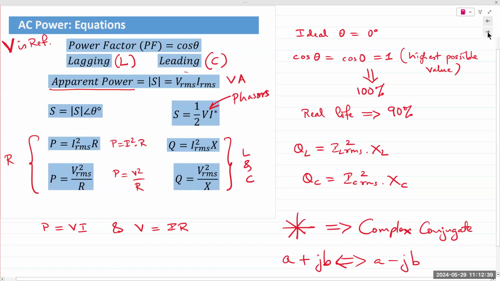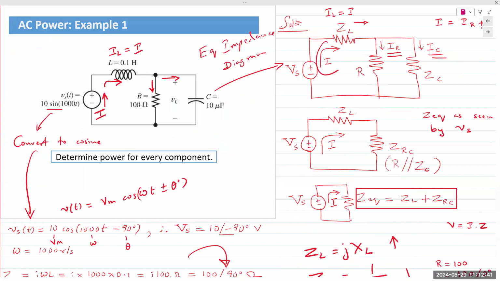So if you have total current I, we can find the power for the inductor. IL times XL, or sorry, IL squared times XL. Same structure of the equation. If you have voltage across the inductor, you can find it as VL squared divided by XL. Make sense? And I will show you both. I have both. Okay.